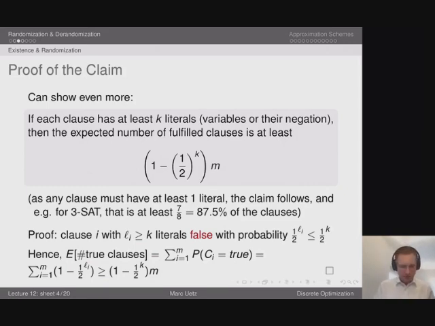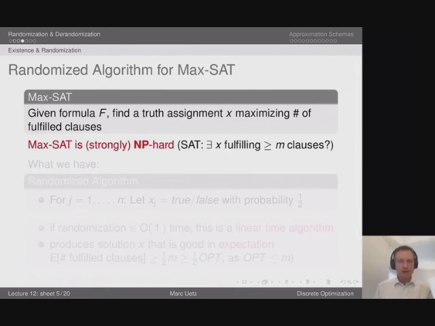And let's be a little bit more formal here. So let's define this problem that we are talking about as maximum satisfiability. And that is the problem given a formula f in conjunctive normal form, find a truth assignment x maximizing the number of fulfilled clauses. Okay, so this is an optimization problem, a discrete optimization problem known as max satisfiability.